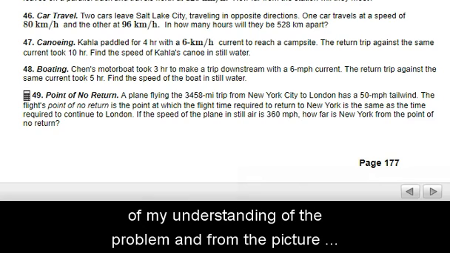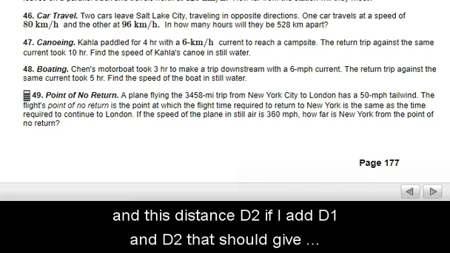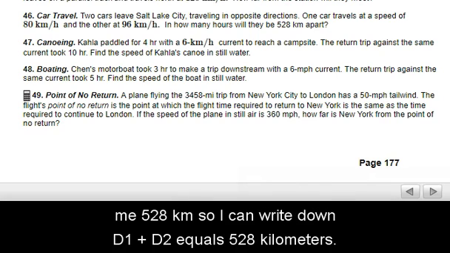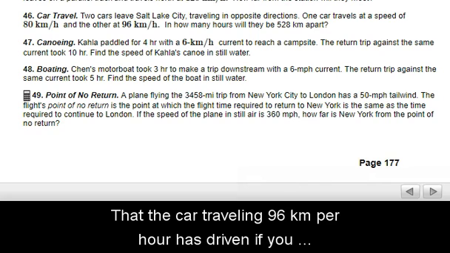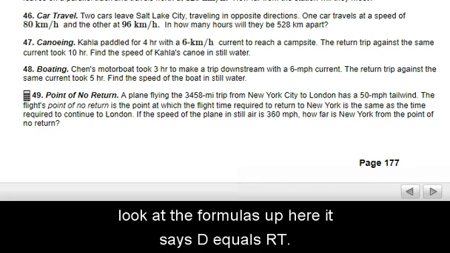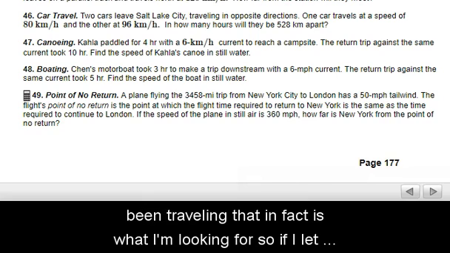That's something I have to draw out of my understanding of the problem and from the picture that I have. Because I can see here that this distance D1 and this distance D2, if I add D1 and D2, that should give me 528 kilometers. So I can write down D1 plus D2 equals 528 kilometers. Now what is the distance that the car traveling 96 kilometers per hour has driven? If you look at the formulas up here, it says D equals RT. I don't know the time because I don't know how long they've been traveling. That, in fact, is what I'm looking for.